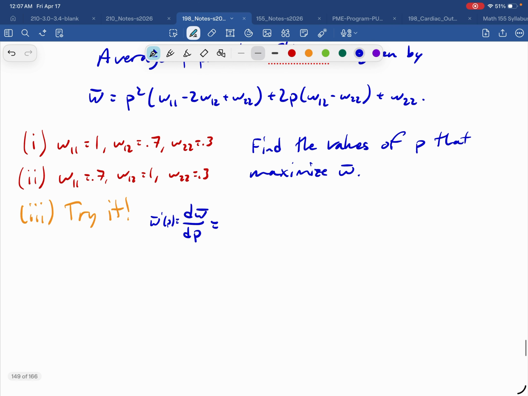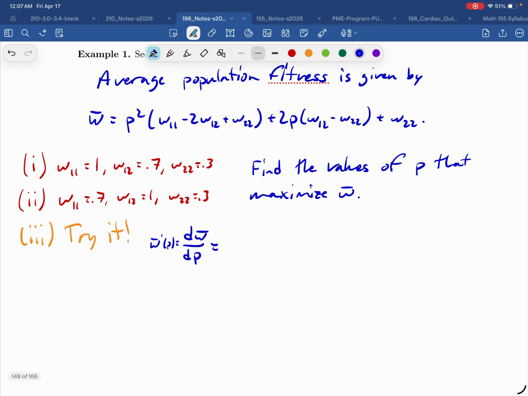Anyway, you get that this equals, now remember that P is the variable. P is the variable that, by the way, is always between 0 and 1. Just keep that in mind, because P is a probability. And anyway, the W11, W12, W22, they're all constants, so you just get 2P times these constants plus 2 times these constants. And then that last constant goes away when you take the derivative. And you set this equal to 0.